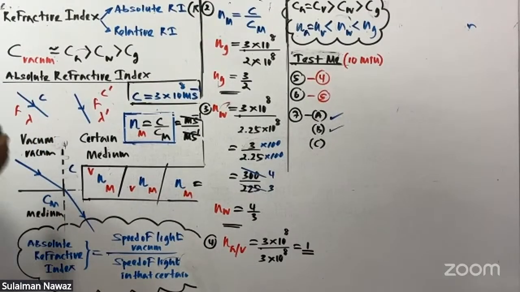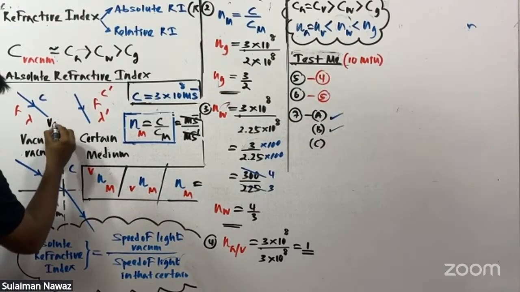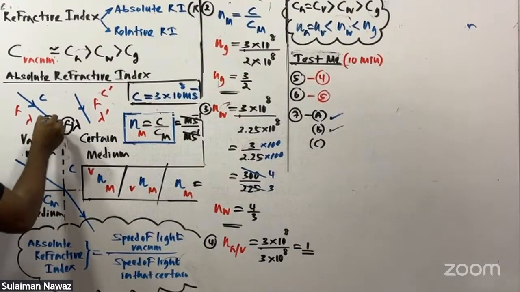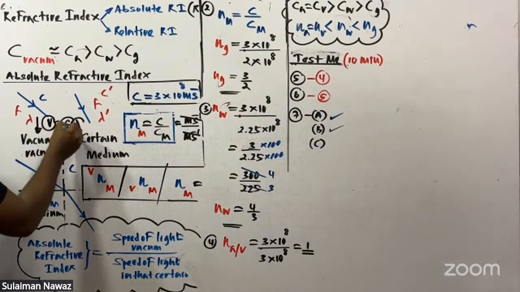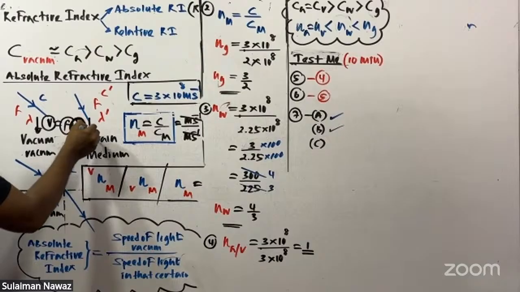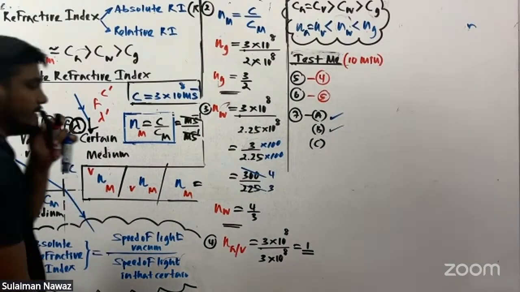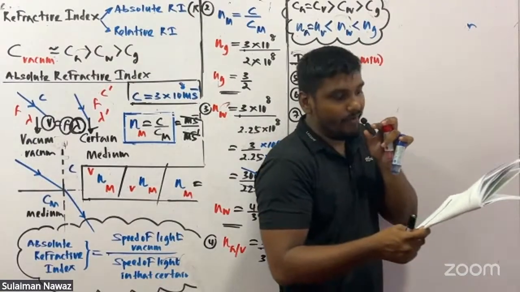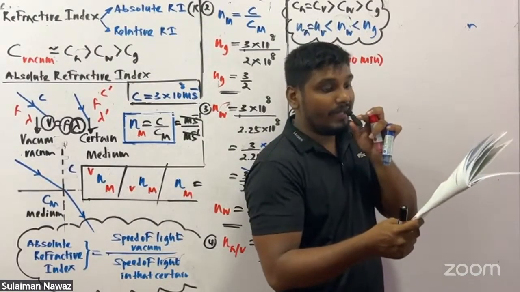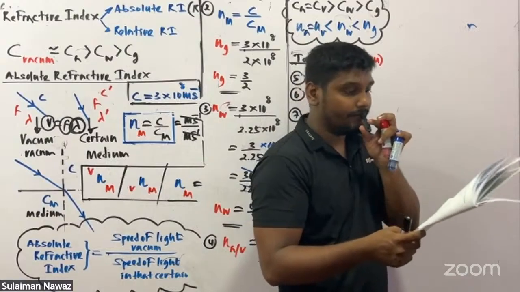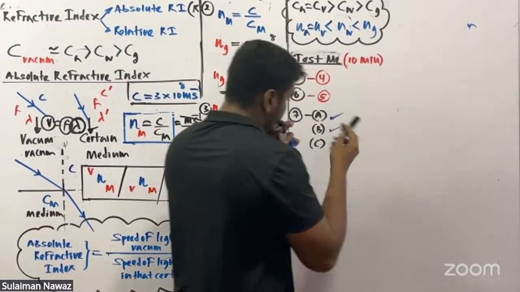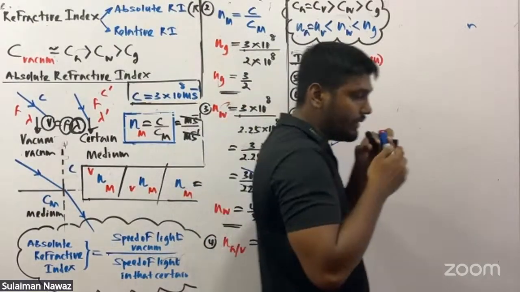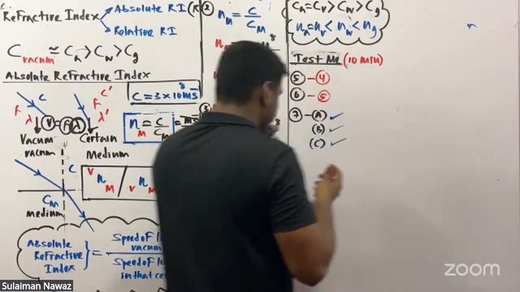According to the V equals F lambda equation, frequency is constant. When your speed is decreasing, your wavelength is also decreasing. Lambda decreasing, therefore statement C is also correct. They are telling the wavelength of light is reduced when it passes from vacuum to medium. Correct. Nice story. Therefore, A, B, C are all correct. Right answer is option 5.